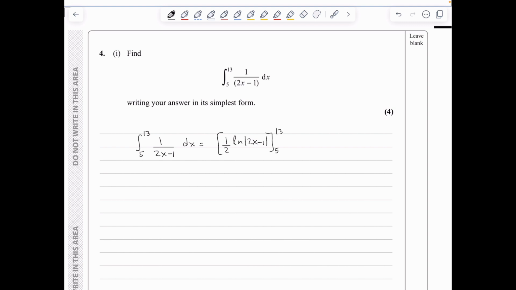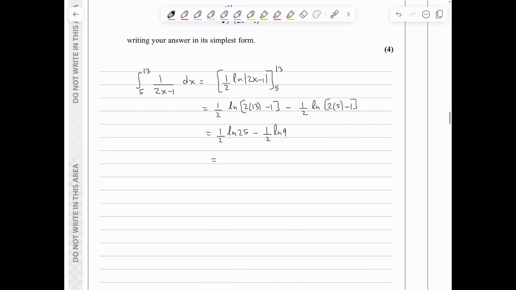Now I will substitute the upper limit to give me a half ln of 2 times 13 minus 1, and then we've got minus a half ln of 2 times 5 minus 1. This gives me a half ln of 25 minus a half ln 9. I can combine the two together because when we've got ln minus ln, I can write as the ln of the quotient.